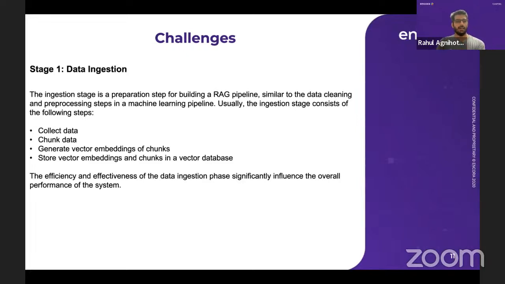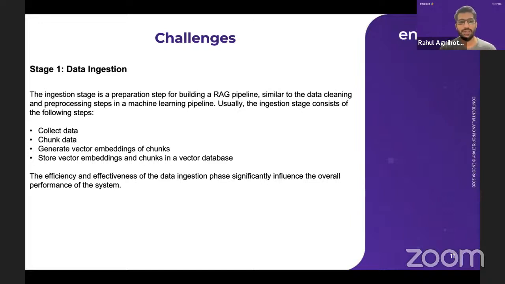For data ingestion, the ingestion stage is the preparation, or the first stage of the RAG pipeline. It's very similar to when you are designing a machine learning model and you take input, do all your pre-processing, cleaning and removing noise. You collect your data, pre-process it, and store it somewhere. You create chunks of the data, you create the vectors, the embeddings of the chunks, and then store this vector into your vector database.